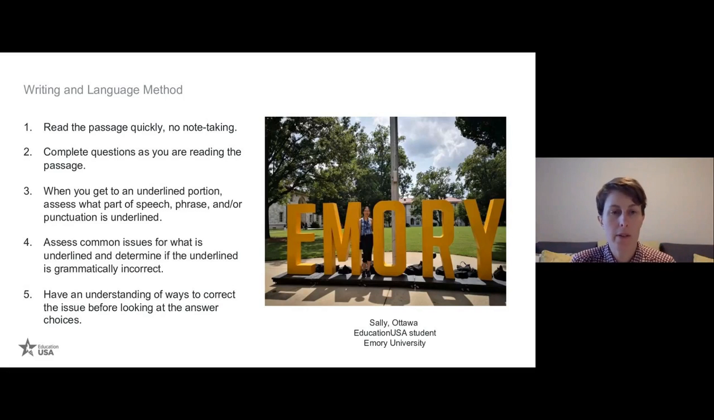You want to assess what part of speech, phrase, and/or punctuation is underlined. So you want to just start identifying what's there. Is there a comma underlined? What part of speech is underlined? Is it a whole sentence? Is it one word? And as you're looking at it, you're going to assess what are some common issues that this underlined portion deals with.